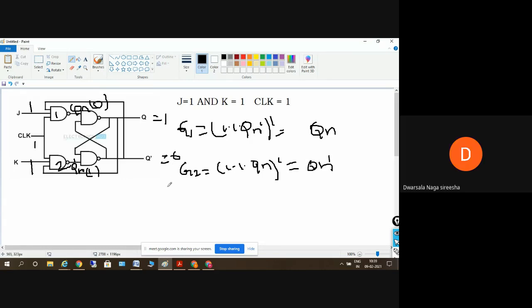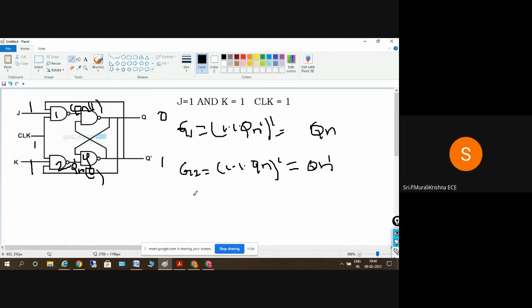Okay, so if I assume 1 here, so Qn is 1 I assume and Qn bar is 0 I assume. Then the output of the fourth NAND gate is equal to 1 here, and this will become 0 here. Yes or no? Yes, sir. So here, when Qn is 0 we get 1 as output, and when Qn is 1 we get 0 as output. Yes or no? Yes, sir.